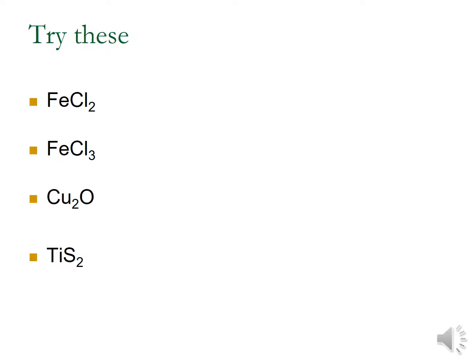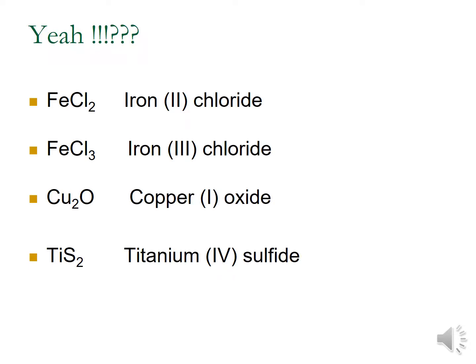Cu2O, oxide is -2. Cu then must be +1. Copper, Roman numeral 1, oxide. TiS2, the S is -2, so there are 2 of those, -4, so Ti must be +4. Titanium(IV) sulfide. Let's check our work. Iron(II) chloride, iron(III) chloride, copper(I) oxide, titanium(IV) sulfide. IV is a Roman numeral for 4.